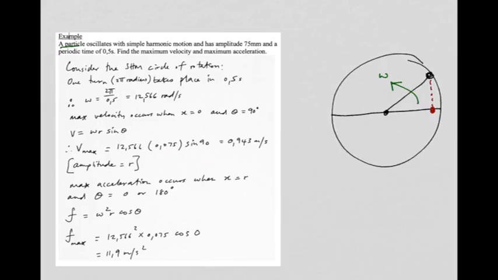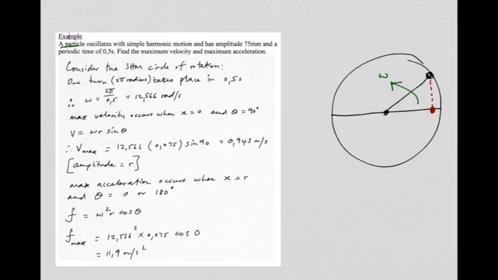Periodic time was half a second. What that meant was to go from any point back to that same point would take half a second. We must find the maximum velocity and the maximum acceleration. So one full turn of our imaginary arm, which is rotating at omega, will take half a second. So to go from any point, let's make it this point, all the way around back to that point will take half a second. So if we rotate one full circle, which is 2 pi radians in half a second, our rate of rotation would be 12.566 radians per second.